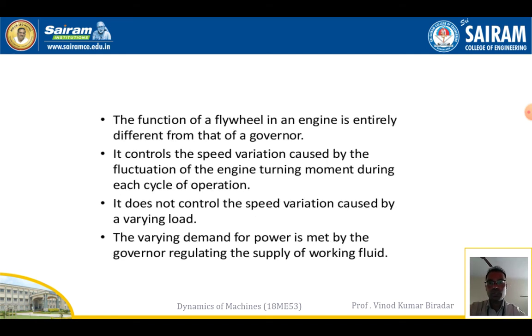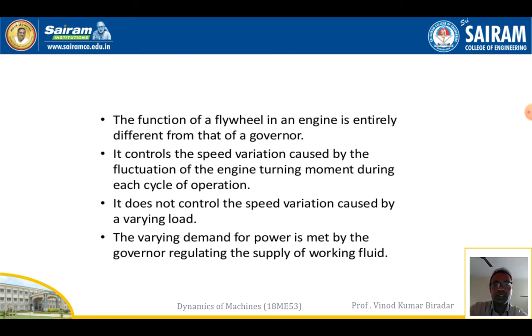The next term is the flywheel. The main function of a flywheel in an engine is entirely different from that of the governor. The flywheel is a machine member or device which is used to avoid the fluctuation of energy in a power plant. Not only in a power plant, but also in IC engines, reciprocating compressors, pumps, etc. It will maintain a constant energy but not a speed. The speed is maintained by the governor, and the energy is stored by the flywheel.